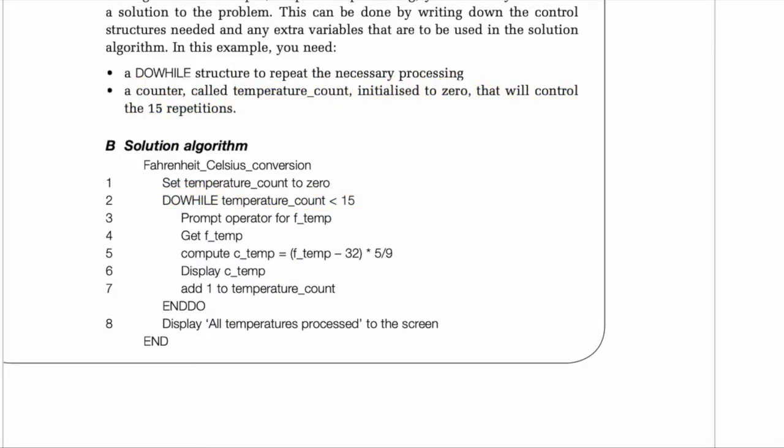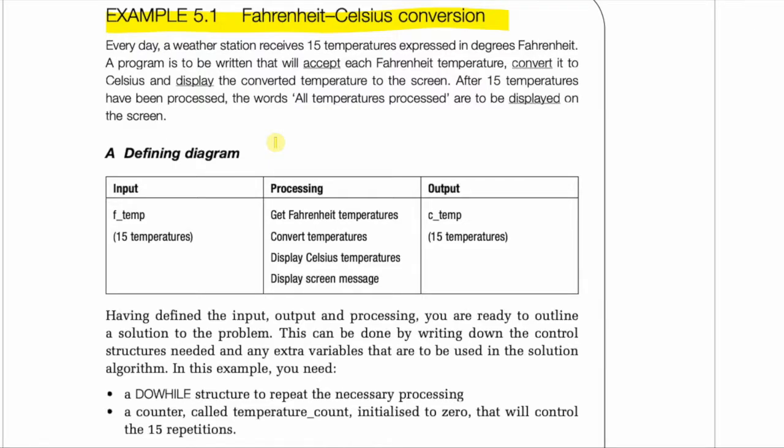So if we look at the design for the question here, essentially what the question is saying is that every day a weather station receives 15 temperatures expressed as degrees in Fahrenheit. So what we are going to do is create a program that will accept each one of those Fahrenheit temperatures. Next, it's going to convert it into Celsius. And finally, it's going to display that converted temperature. So after 15 temperatures have all been processed, the result is going to be a display that says all temperatures processed. So that's what our program does in its entirety.